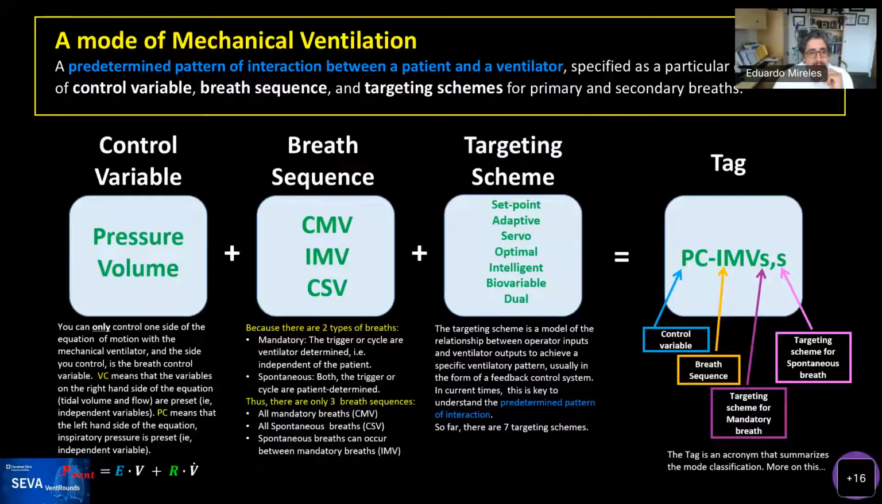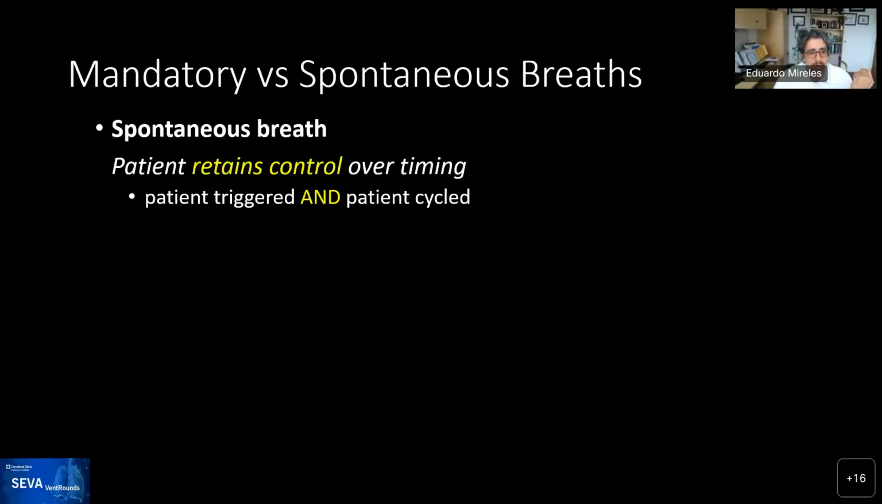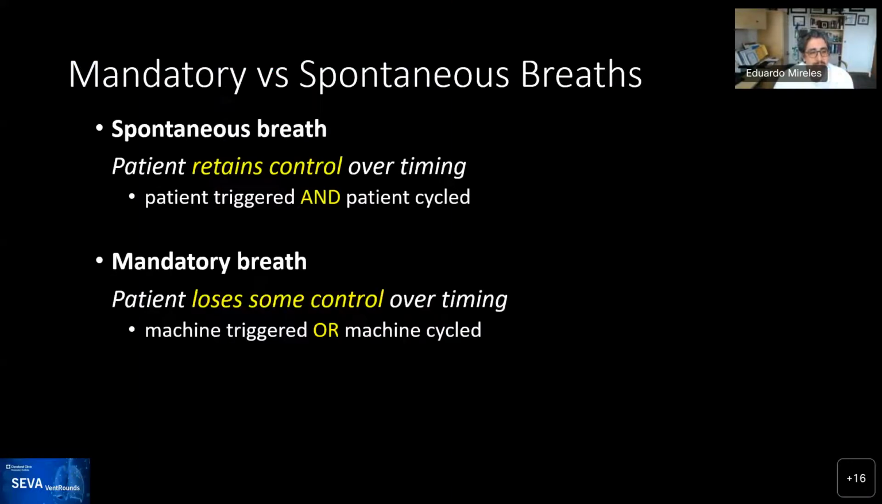The second part of the sequence is the breath sequence, and what we have learned is that there are 2 types of breaths: spontaneous breaths and mandatory breaths. In spontaneous breaths, the patient essentially triggers and cycles the breath, while in a mandatory breath, the machine triggers or cycles the breath. So it could be patient triggered, but if it's cycled by the machine, then it becomes a mandatory breath. This is just a refresher for you to remember.